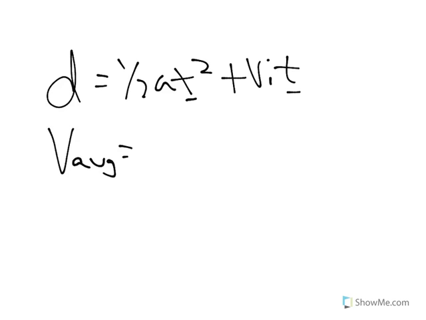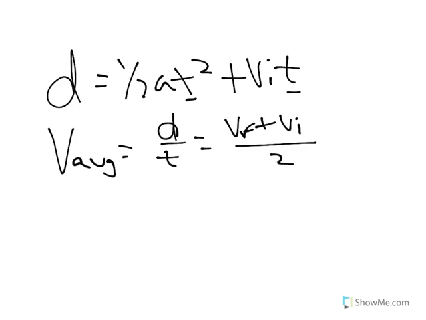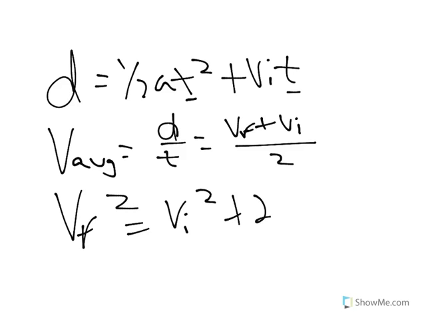The average velocity should be equal to distance over time, or Vf plus Vi over 2. You can use either of those formulas to calculate the average velocity. And then the last formula we talked about today is Vf squared equals Vi squared plus 2ad. You can do all the problems without this formula, but it'll normally add an extra step.